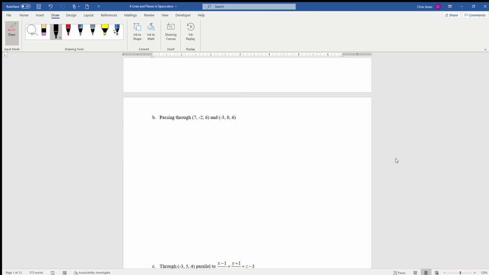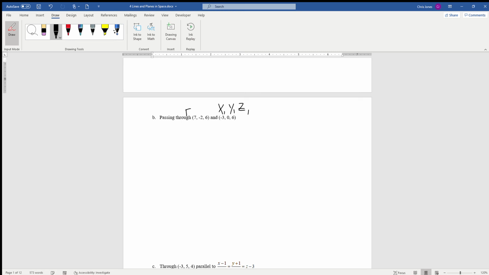First of all, we have a point, and it doesn't matter which one we use for x1, y1, z1. I'm just going to use the second one because it contains a 0, and usually zeros make things a little bit easier. We need to find a direction vector, and that's going to be really easy because all we have to do is take the initial minus terminal and we can get a vector out of that.